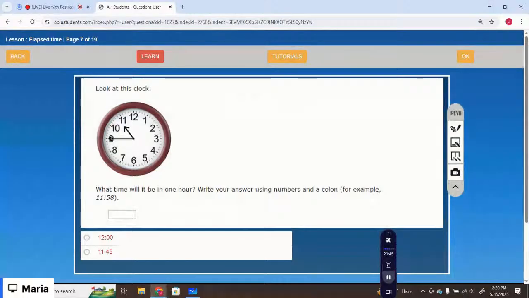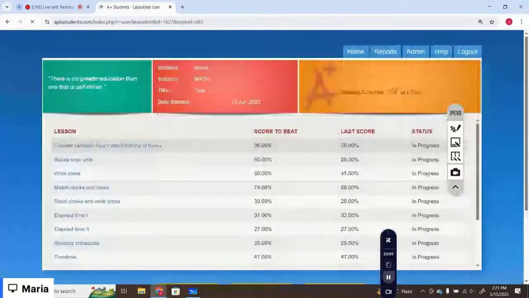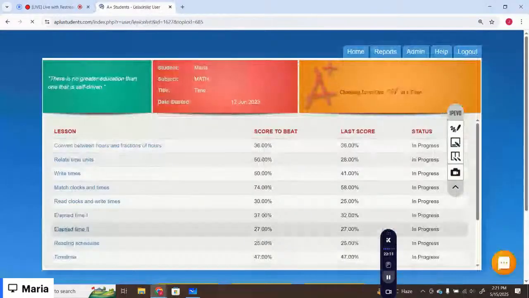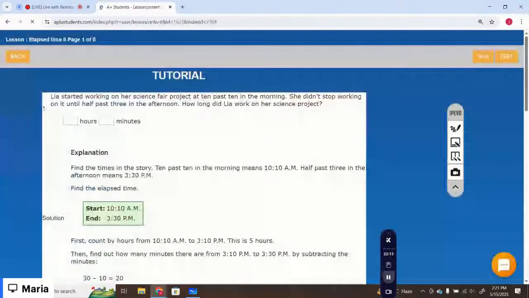Okay, you can complete the lesson by yourself. Let me just move on to the next lesson. The next lesson is elapsed time. Let's just start with the lesson.